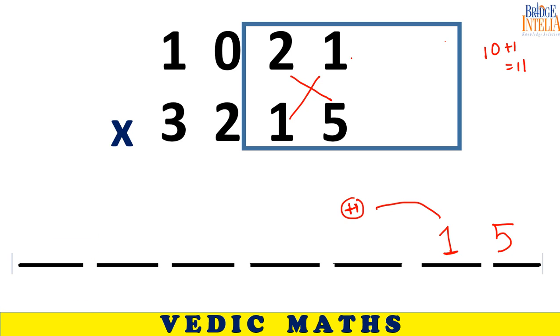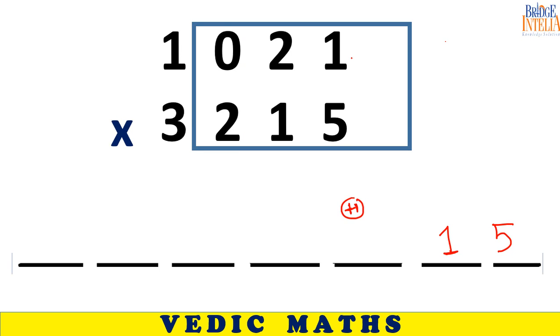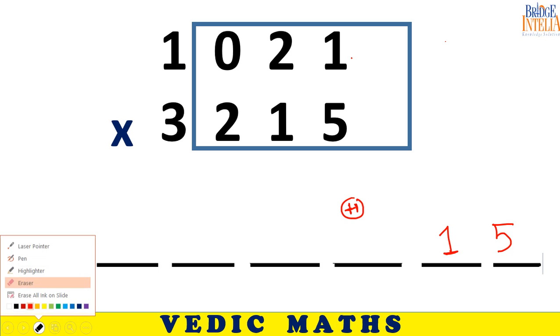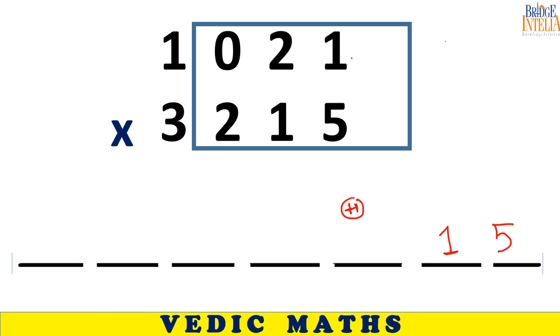So it's time for us to move the box forward. Let's move the box. So box is in this position now. Let's find out the cross connection product. So connect 0 with 5. So 0 into 5 is 0. Then connect 2 with 1. So 2 into 1 is 2.